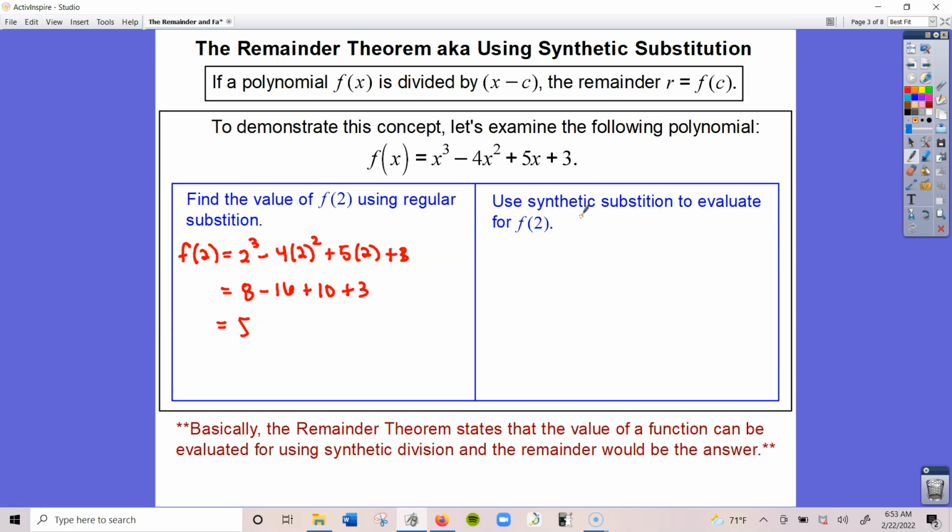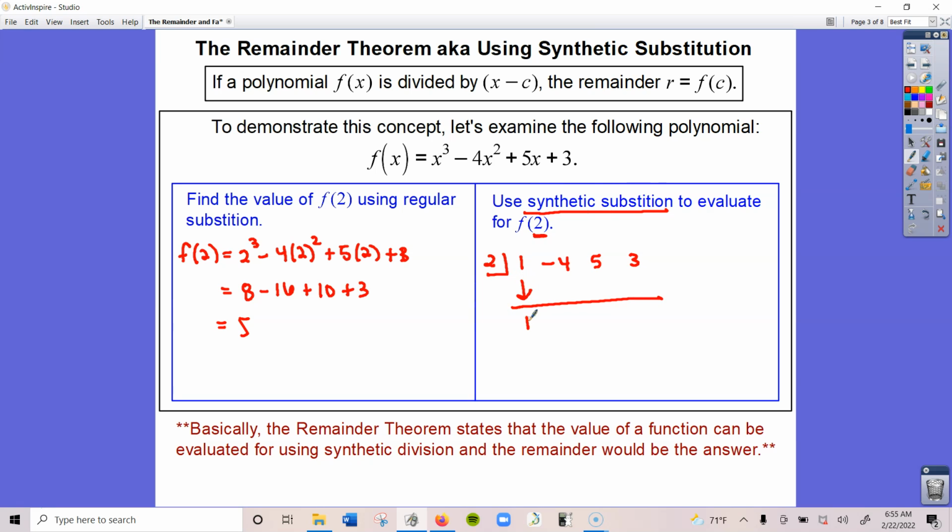Now let's see what happens if I use what's called synthetic substitution. What that means is if I'm trying to evaluate f of 2, you know how we always get our factor that we're dividing by and we put it in the box? Well, this number is what I'm going to put in the box. And I'm going to see what happens when I divide this polynomial by that particular number. So I'm going to write my coefficients here in order like I always do. So 1, negative 4, 5, and 3. Notice we're not missing any terms, so I didn't have to worry about putting any zeros.